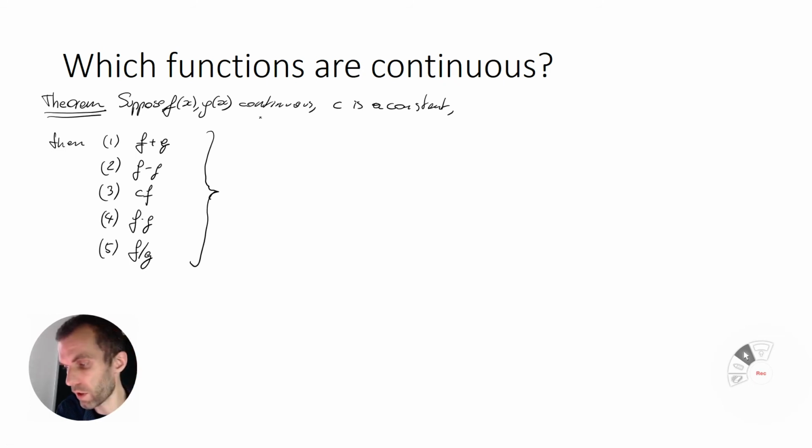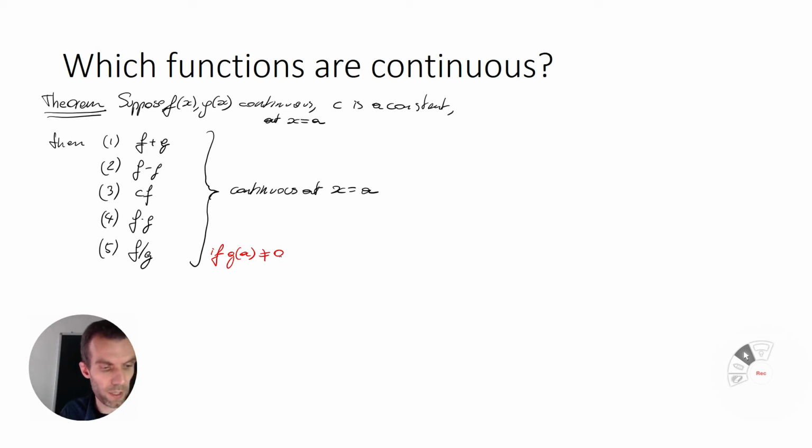So and here I should say continuous at x equal to a, and then I can conclude that these are also continuous at x equal to a. And of course, for the division here, you have to have that this is only defined if g of a not equal to 0. Otherwise, you divide by 0.